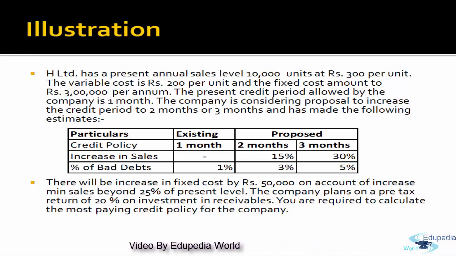Apart from that, there will be an increase in fixed cost by rupees 50,000 on account of increase in minimum sales beyond 25% of present level. That means if the company is going to increase its credit period by 3 months, there will also be an increase of 50,000 rupees in its fixed cost.